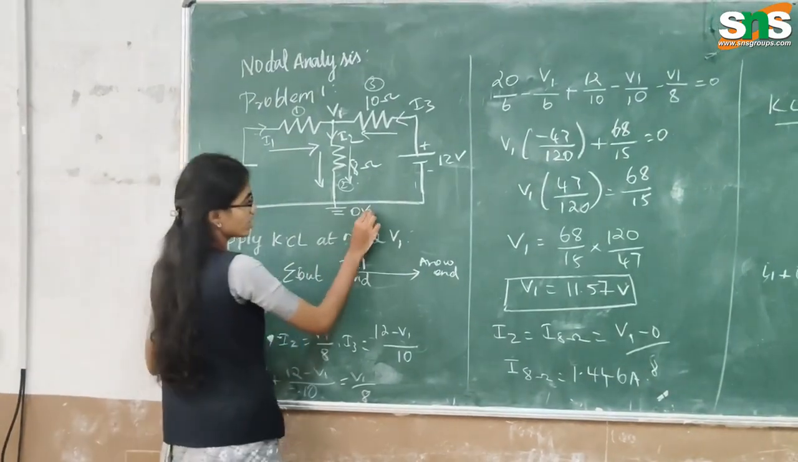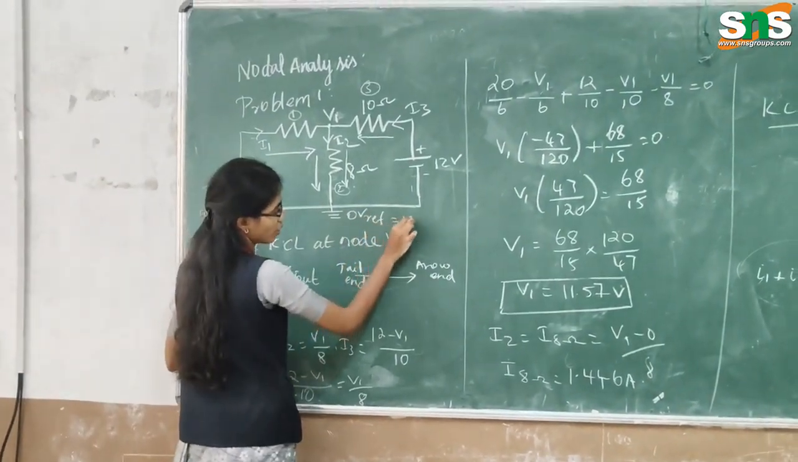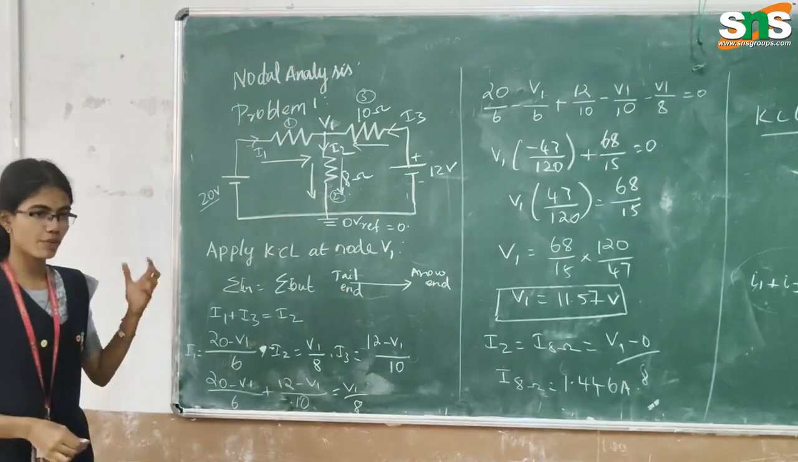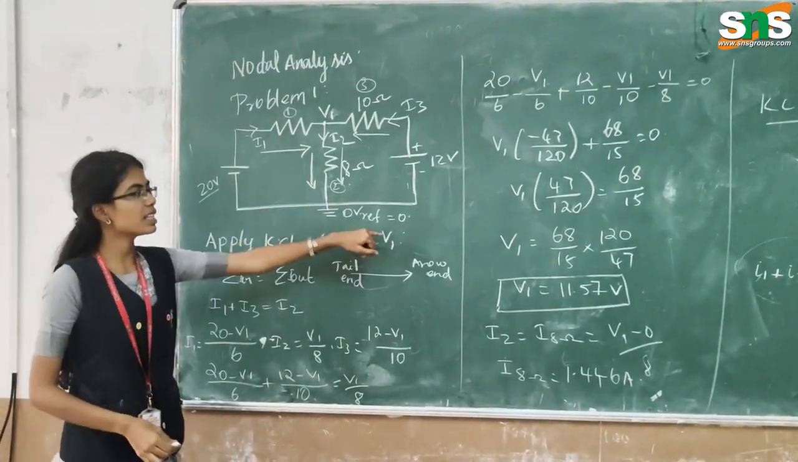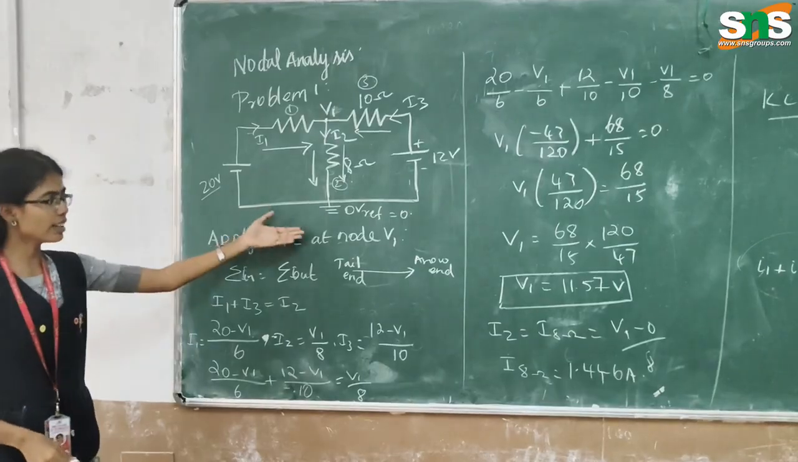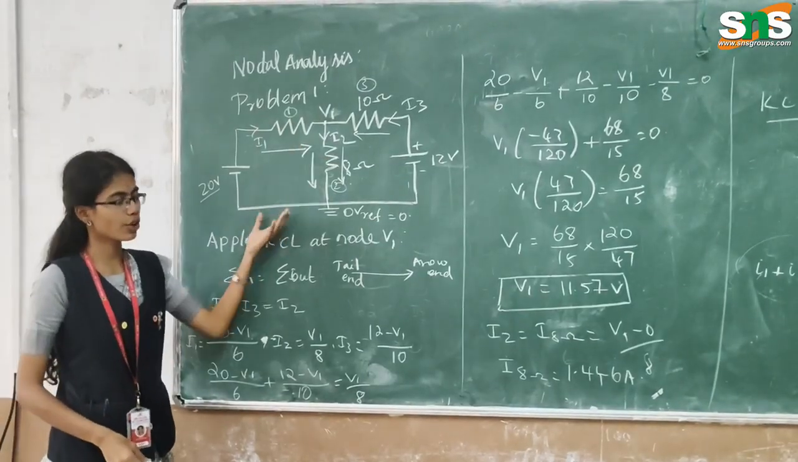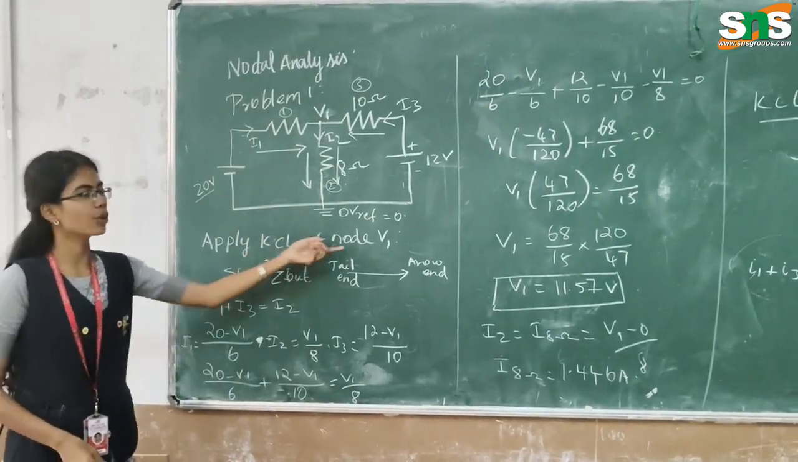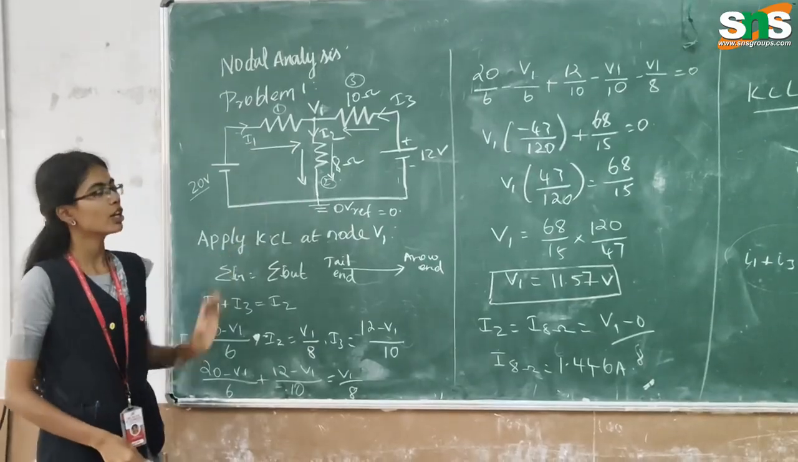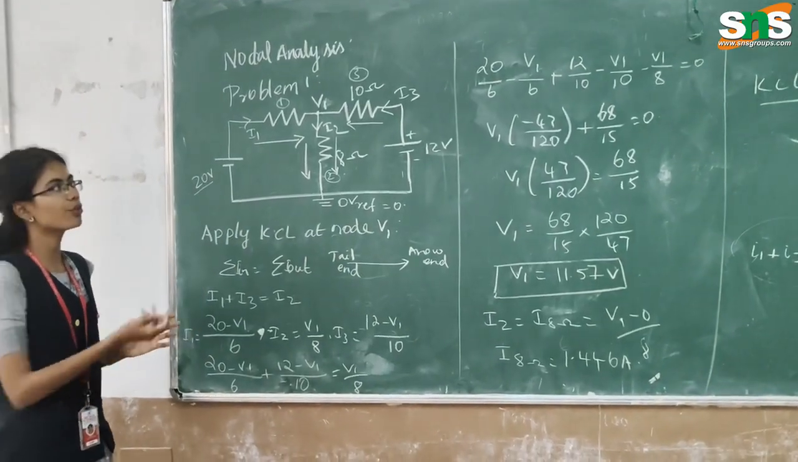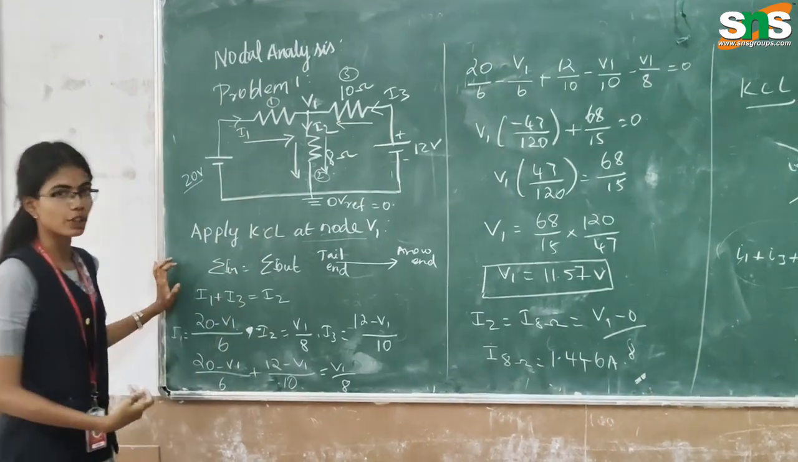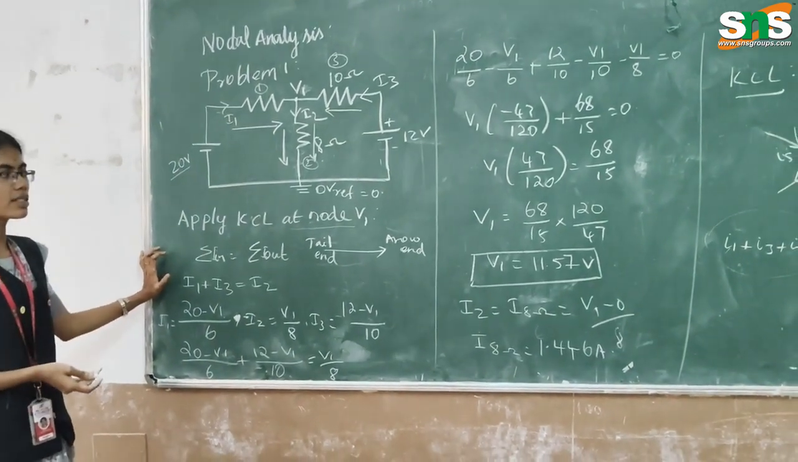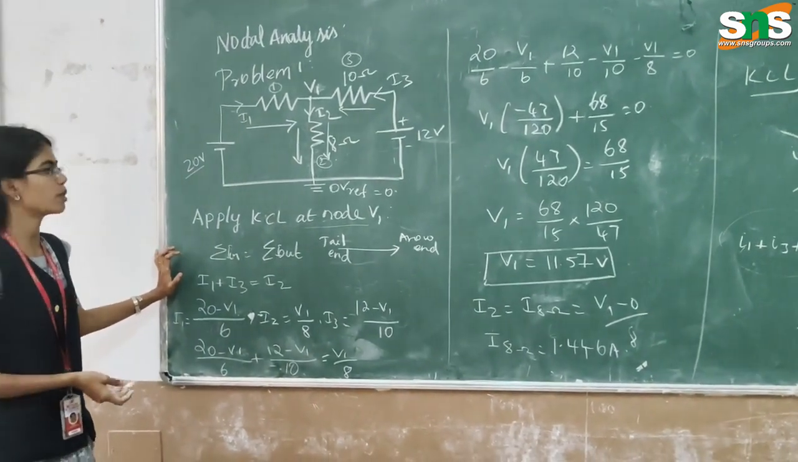The reference voltage is always V reference equal to 0 volt. In every circuit, for each and every reference voltage, we can consider that as 0. So we write the equation for this circuit by applying KCL at node 1, that is V1. If you have another node V2, we have to apply the node equation for V1 and then for V2, just like we solved in the mesh analysis problems.